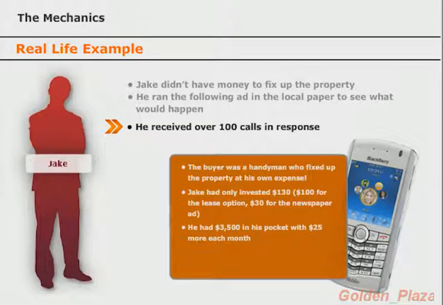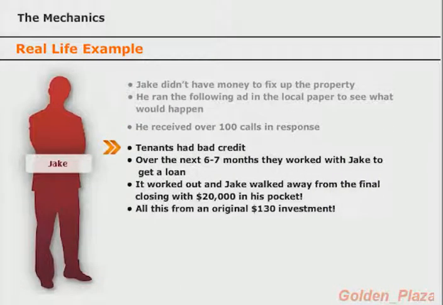As an added bonus, the husband was a handyman who cleaned up the home and fixed it at their own expense. So, thus far, I had only put $130 into the deal, $100 to the seller to lock in the option, and $30 for a newspaper ad. And I had $3,500 in my pocket with an additional $25 each month. Now, the tenant had terrible credit, which is one of the reasons they liked the lease option so much.